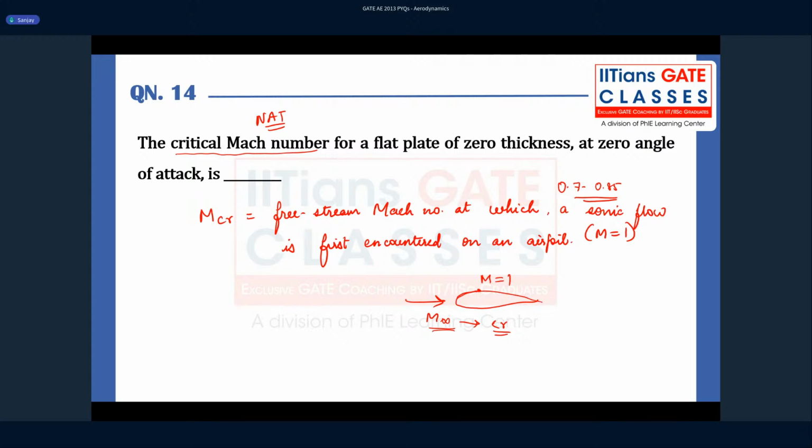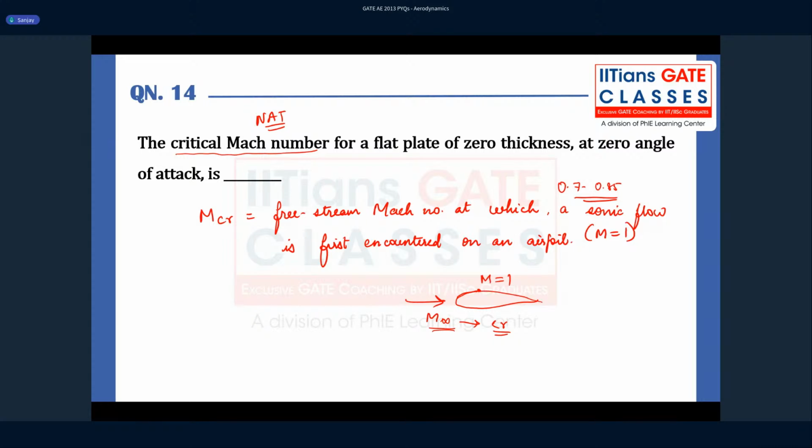This is usually, as I told you, going to be around 0.7 to 0.85. It depends on the airfoil and the free stream conditions. It also depends upon the altitude at which the aircraft is flying, so all those conditions apply. That is the definition of critical Mach number. Essentially the flow will try to expand and the Mach number will increase. At a point you will find the sonic flow, and that free stream Mach number becomes your critical Mach number.